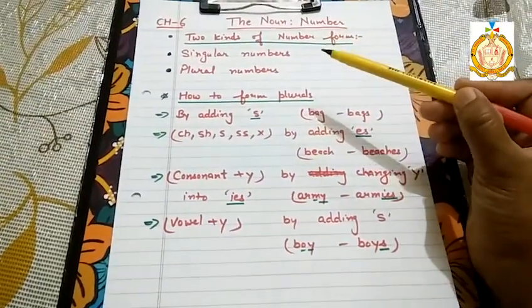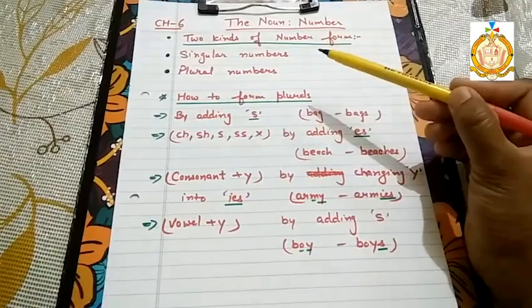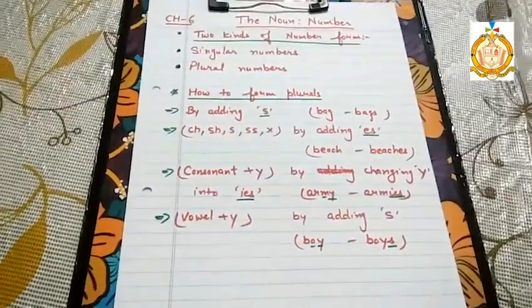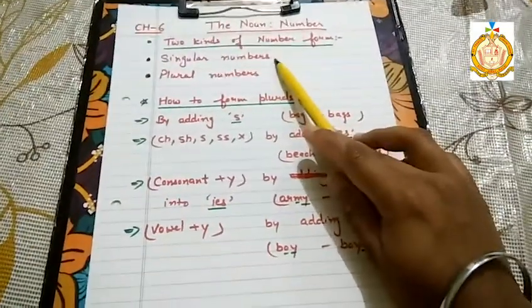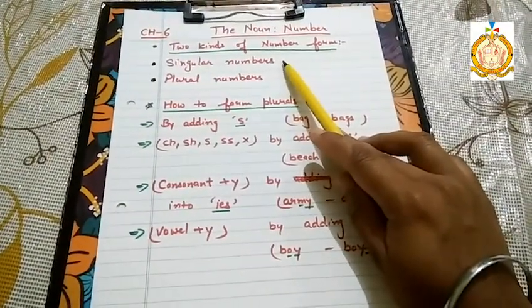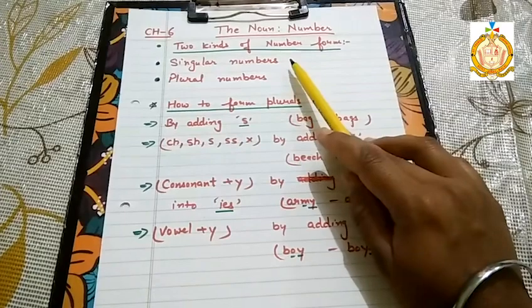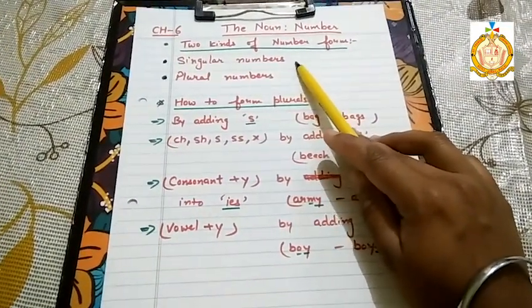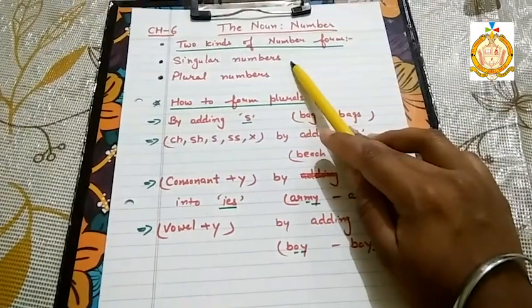Yes, students, there are two kinds of number forms. First is the singular number. Students, a noun that names one person, animal, place, or thing is called a singular noun. For example, a boy, a cat, a house, a flower.